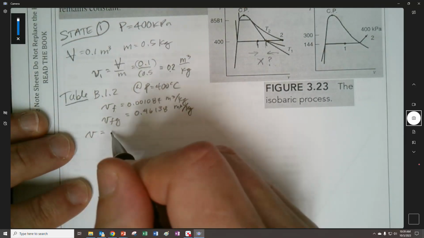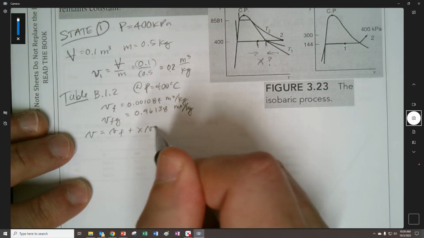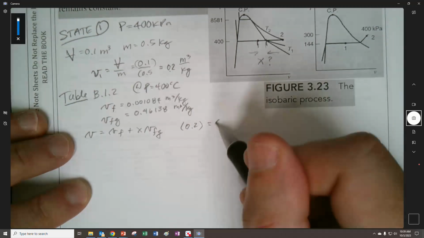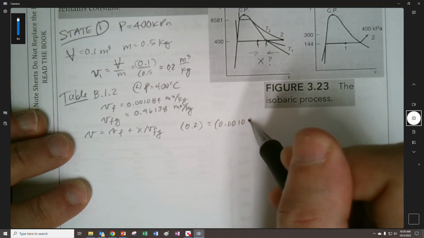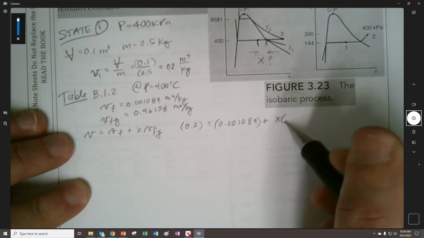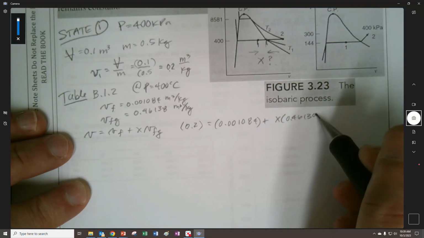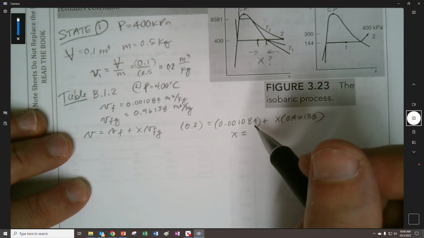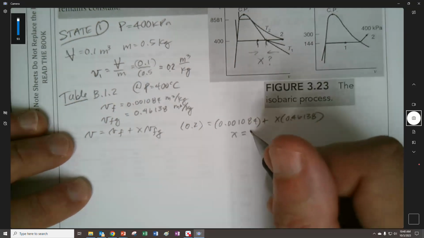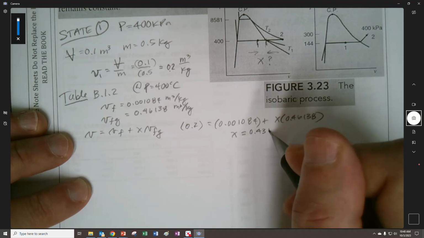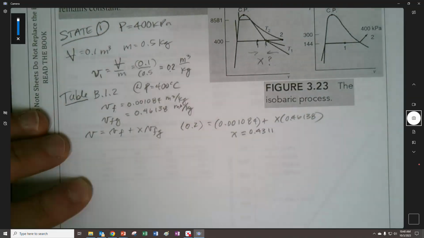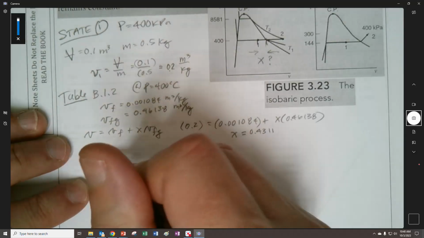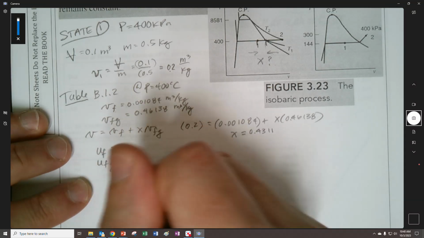So we take v equal to vf plus x times vfg, and we plug in what we know. 0.2 is going to be equal to 0.001084 plus x times 0.4613. And we're going to get that x is equal to 0.4311, or in other words, 43.11%.